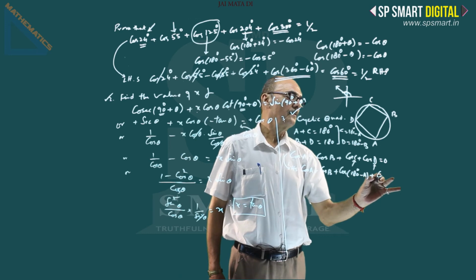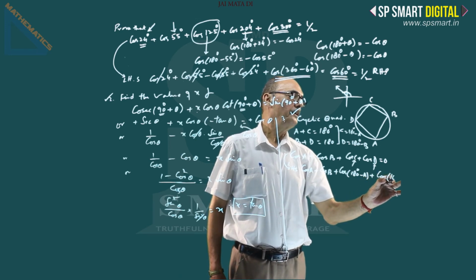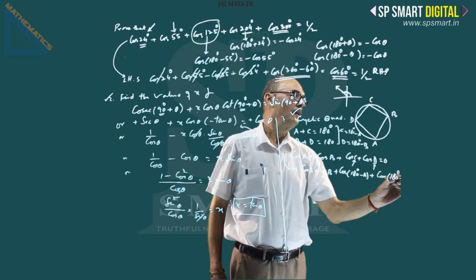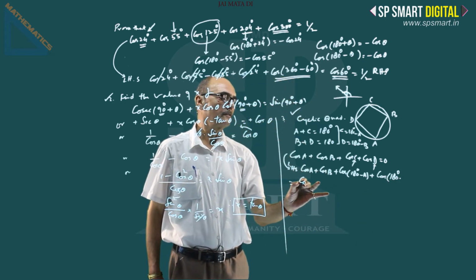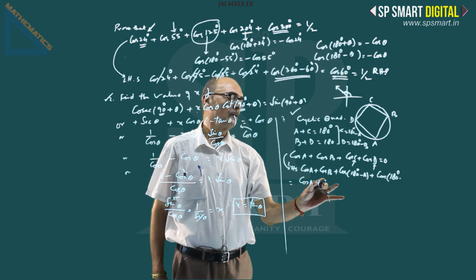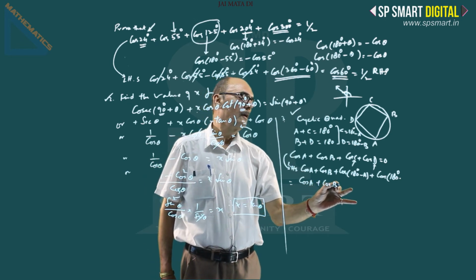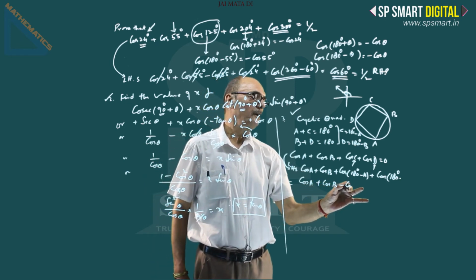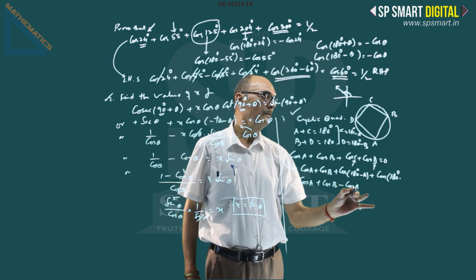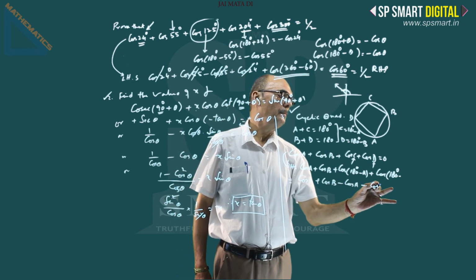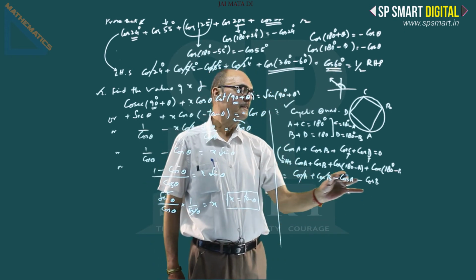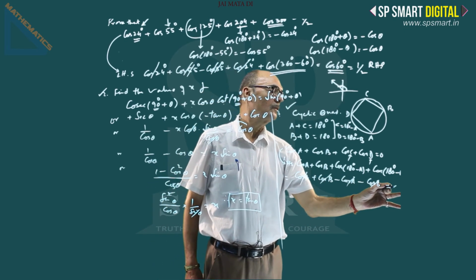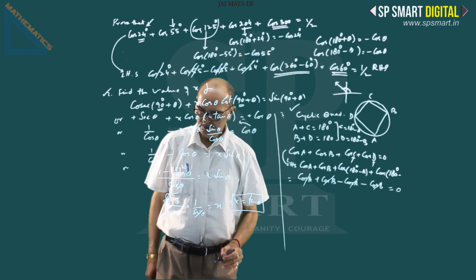plus cos of 180 degrees minus B. So, further this is cos A plus cos B minus cos A, since in the second quadrant cosine is negative, minus cos B, it is also second quadrant. All these get cancelled, the result is 0. It's the right hand side.